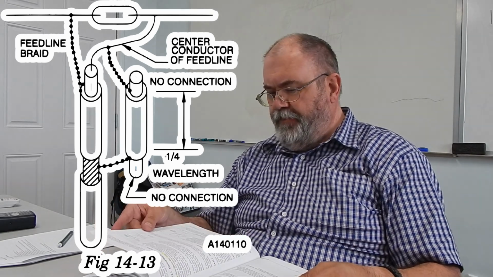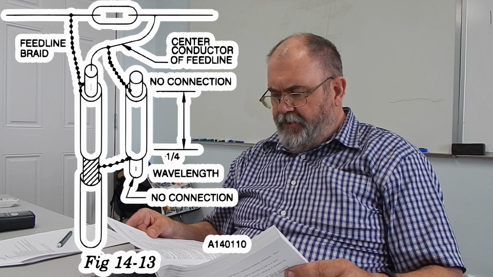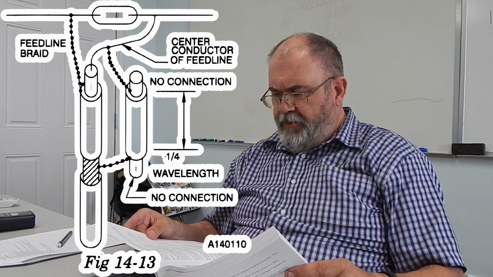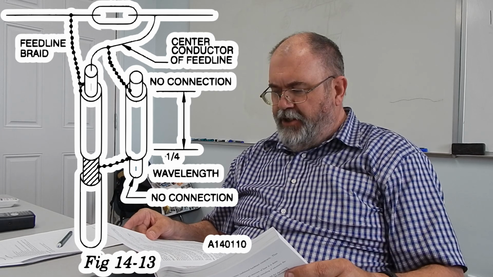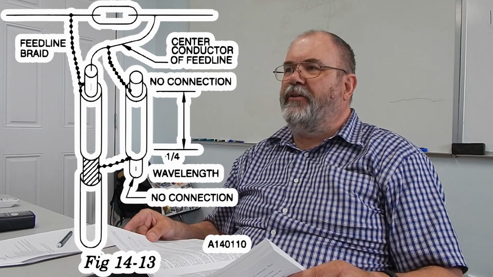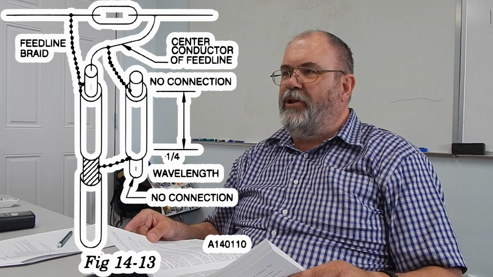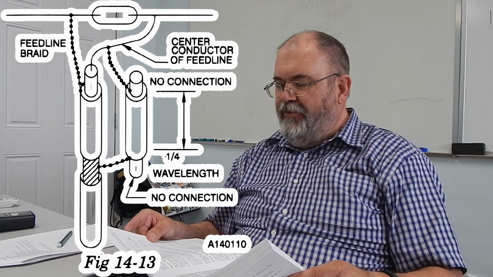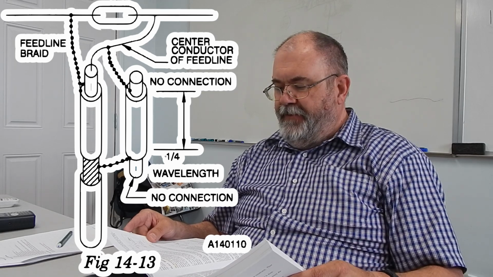So this polka dot line here, that's a different kind of wire or something? It's the braid, the one with the dots on it. That's the coax, the outer shield or the braid. That's just the way they're differentiating the braid from the center conductor. Okay, if that makes any sense.